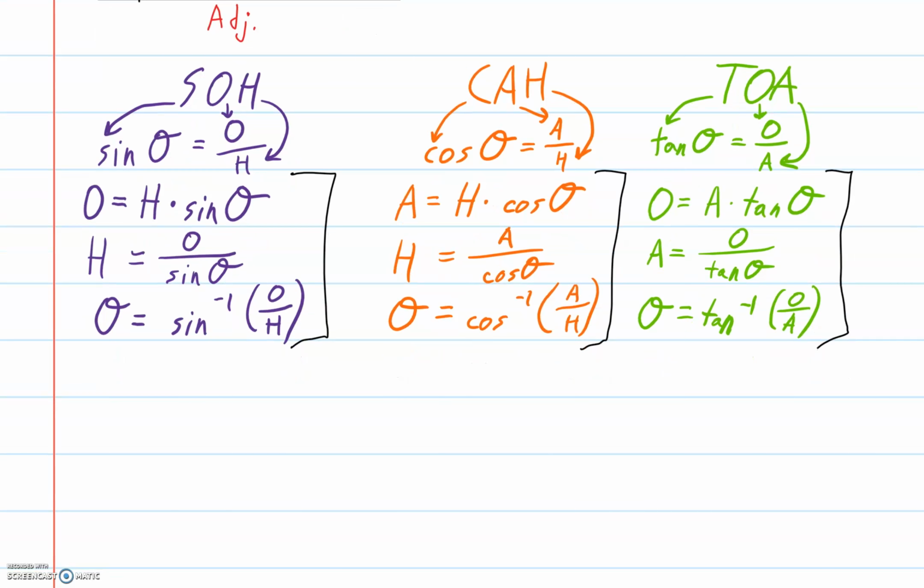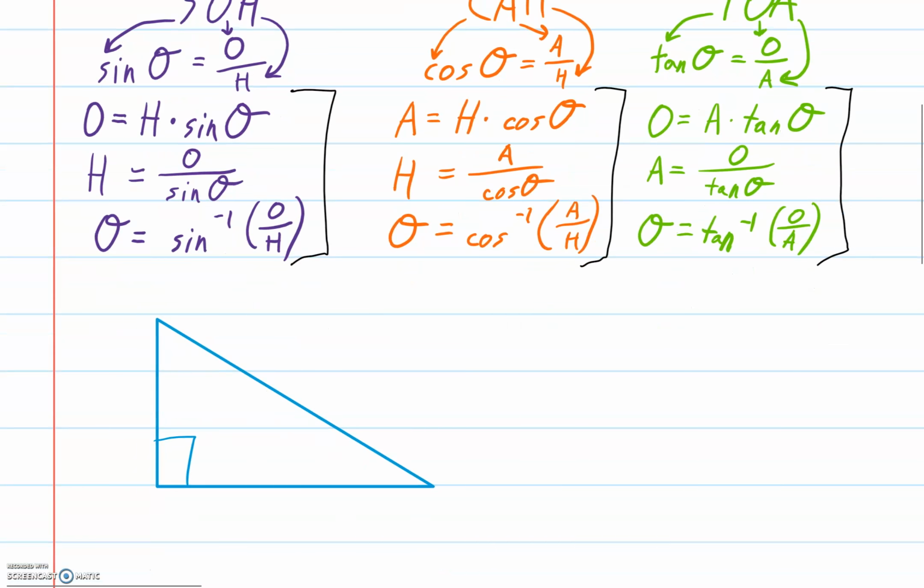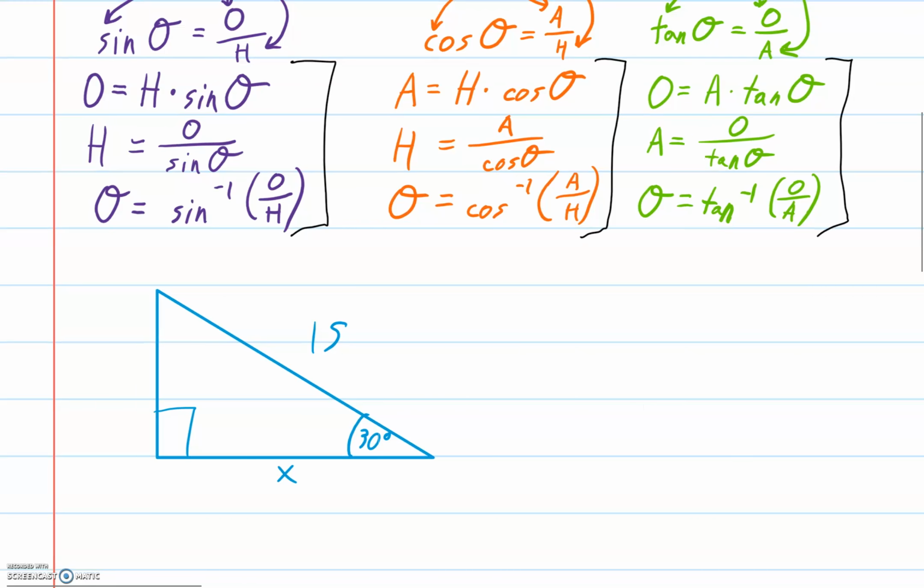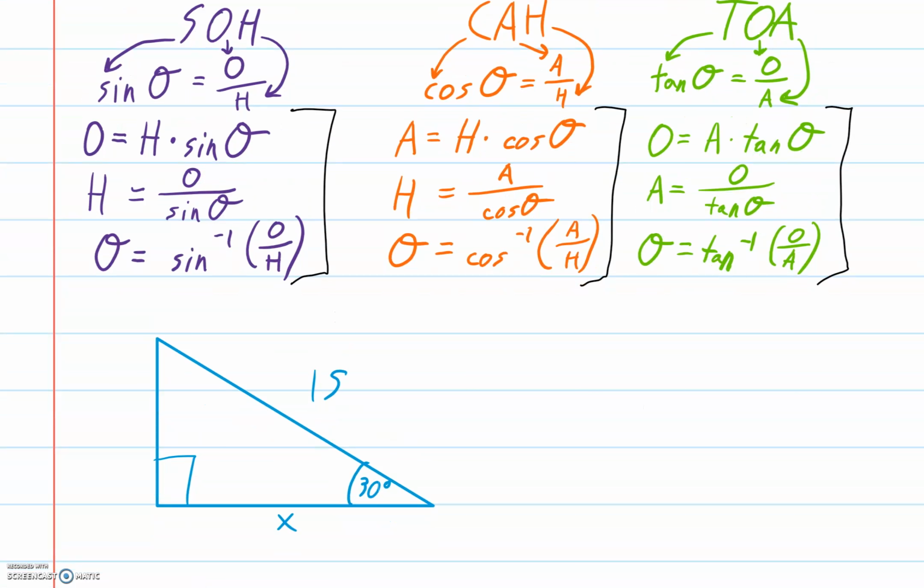Okay, let's take a look at a question now. Let's make ourselves a triangle. And we're assuming that it's a right angle triangle. And let's find this side here. And we're given that this is 15 and that this is 30 degrees. Okay, so what are you going to do? Are you going to use SOH, CAH, or TOA? So pause it, try it out. Once you have X, press play again.